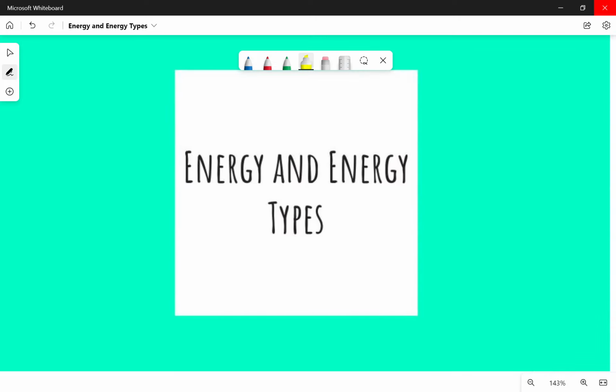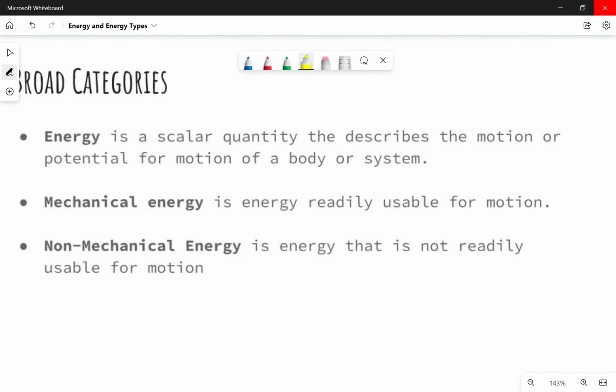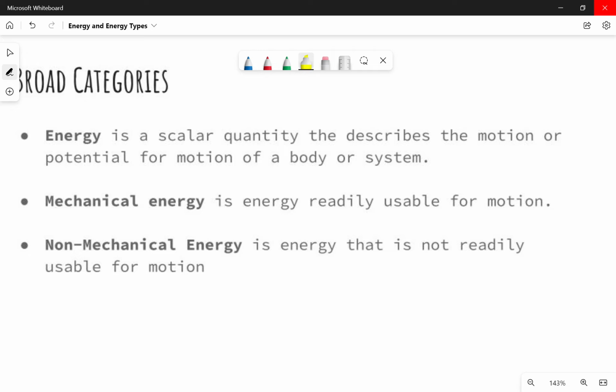So, getting into energy and energy types. There are broad categories, and here in a moment, off to the side, I'll start to build our little taxonomy. But the first thing I want you to know is what energy is. Energy is a scalar quantity that describes the motion or potential for motion of a body or a system.